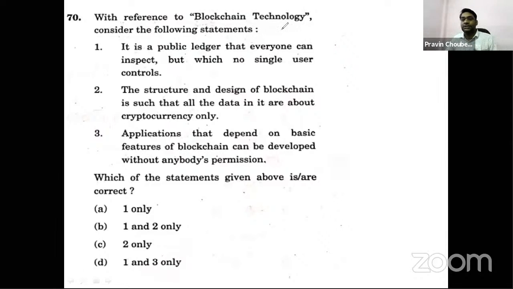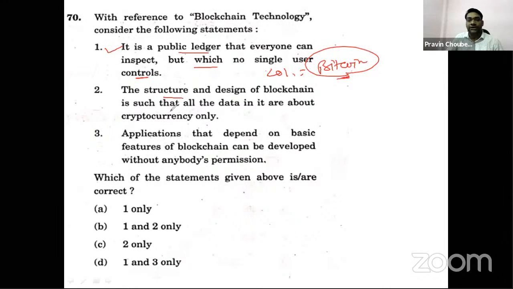Remember, when you see the past year question paper of 2016, there was a question on bitcoins. Bitcoin basically works on the principle of blockchain technology, called cryptocurrency. So it is not controlled by a single user. So this statement is correct. It is a public ledger that everyone can inspect but which no single user can control. So this statement is correct.